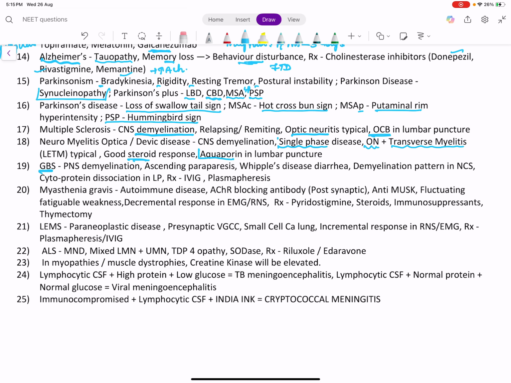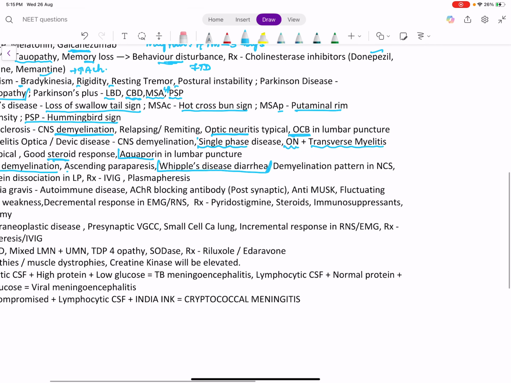Guillain-Barré syndrome is a peripheral nervous system demyelination. Here the classical clinical picture is ascending paraparesis, usually following a diarrheal disease, especially caused by Campylobacter jejuni. In nerve conduction study, we get a demyelination pattern. What is demyelination? Myelin is needed for fast conduction in neurons. So when demyelination is there, conduction velocity gets slowed.